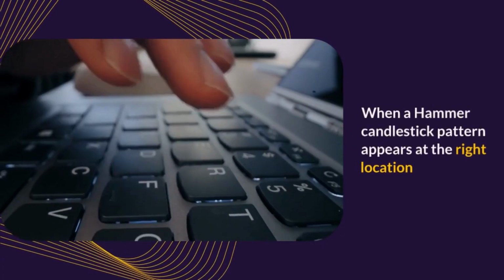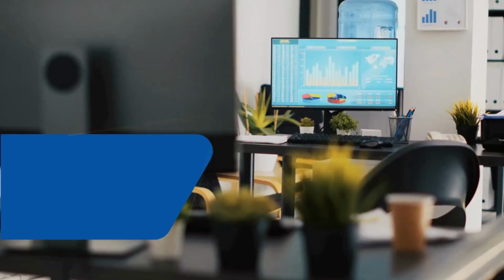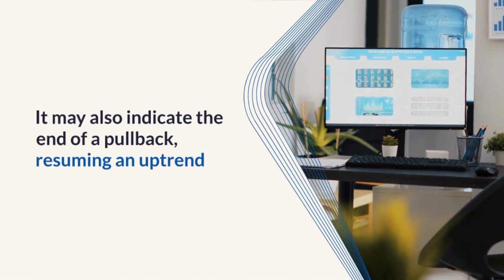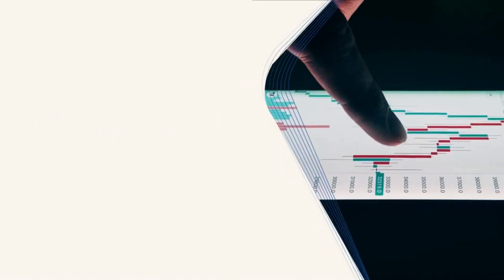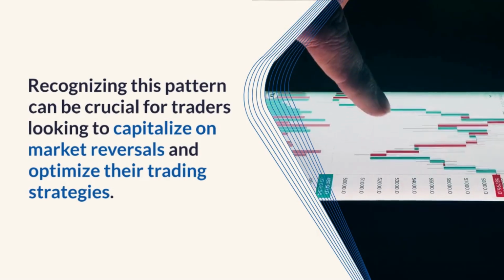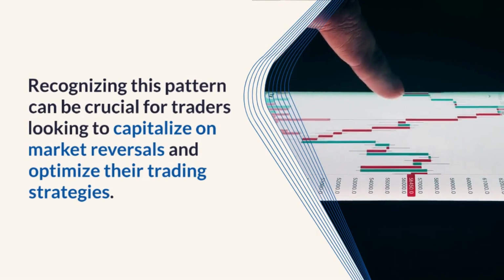When a hammer candlestick pattern appears at the right location, it can signal the end of a downtrend and the start of an uptrend. It may also indicate the end of a pullback, resuming an uptrend. Recognizing this pattern can be crucial for traders looking to capitalize on market reversals and optimize their trading strategies.